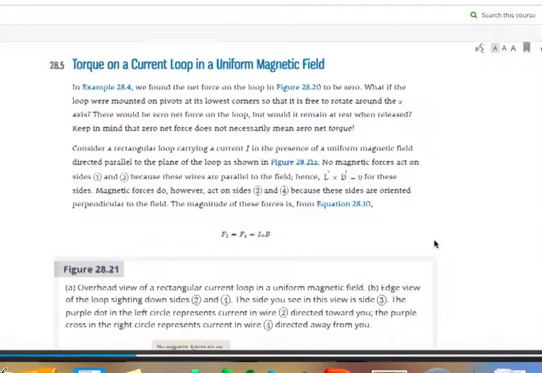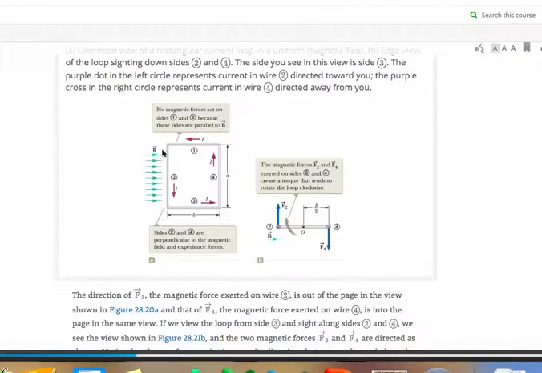Torque on a current loop. If you have a loop that's carrying current, there's no force from this section because it's parallel to the magnetic field. There's no force from section 3 because it's parallel to the magnetic field. But the force for section 2 would be directed out of the page, and the force from section 4 would be directed into the page, so those would cause it to rotate. You would get a net torque acting on this.